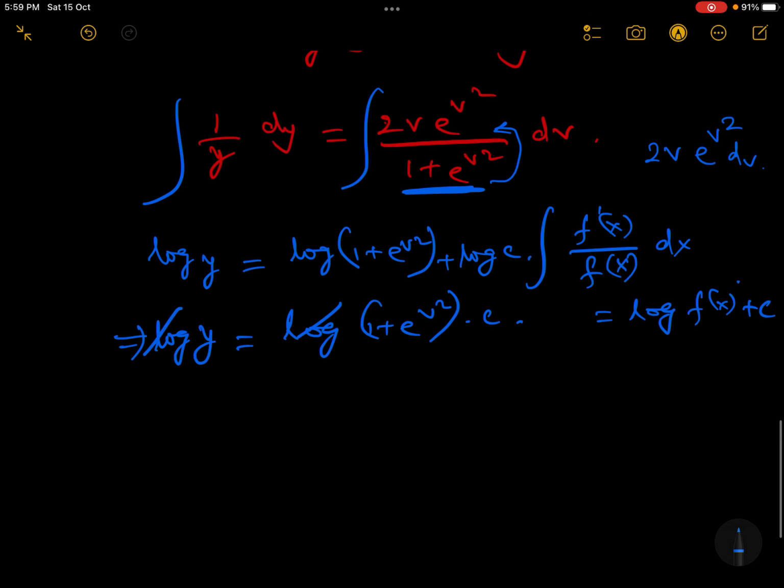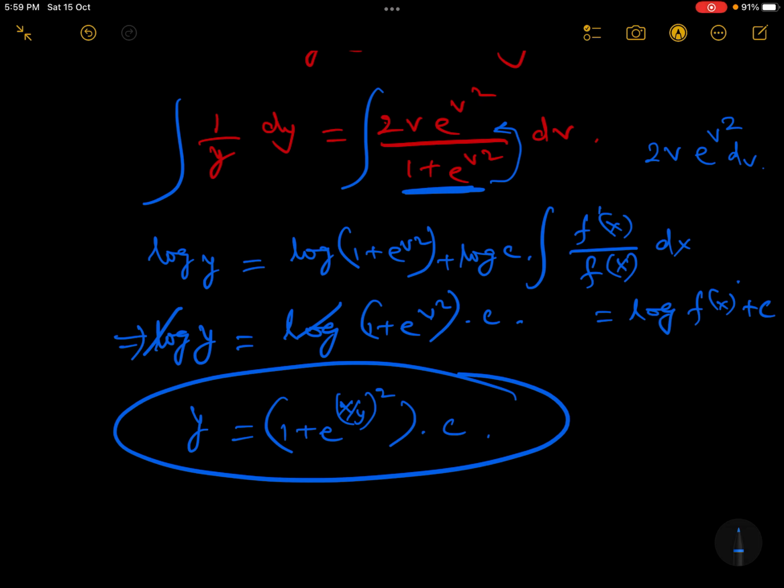Cancel the log, and our y is 1 plus e^(v square), where v is x by y, right? Into c. So this is the answer.